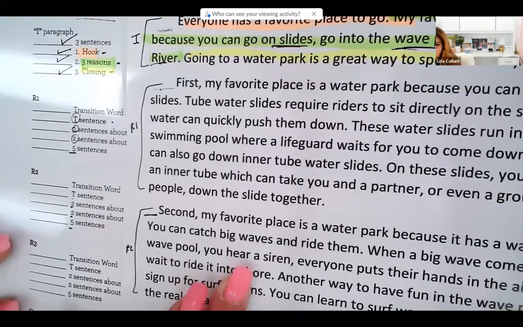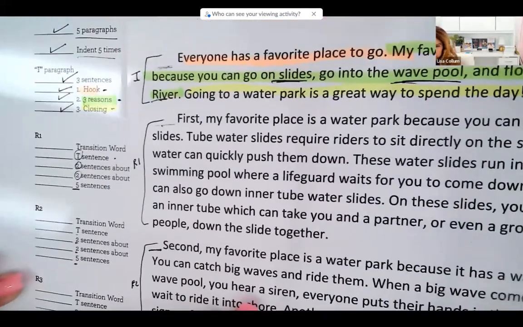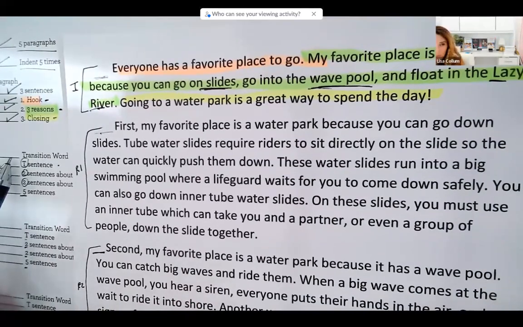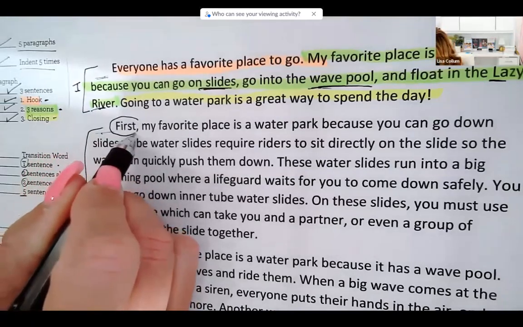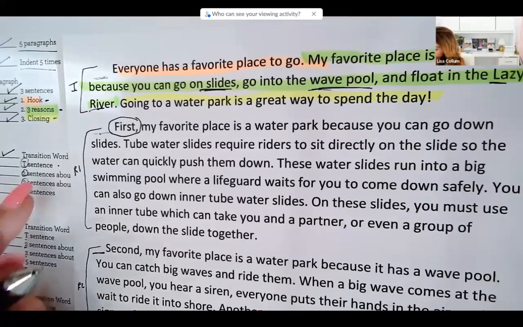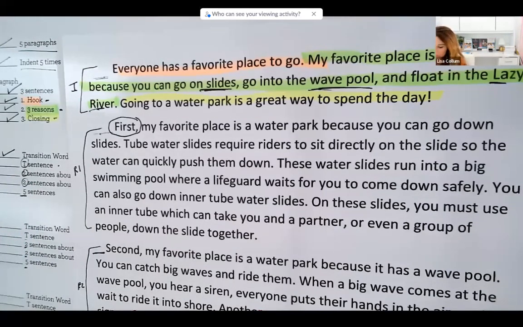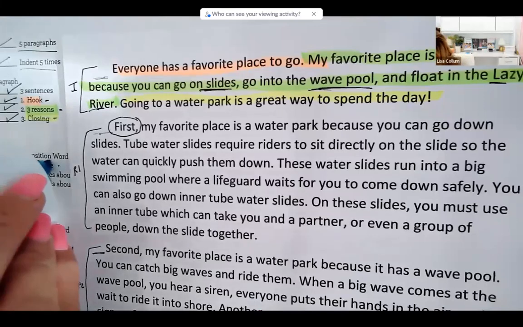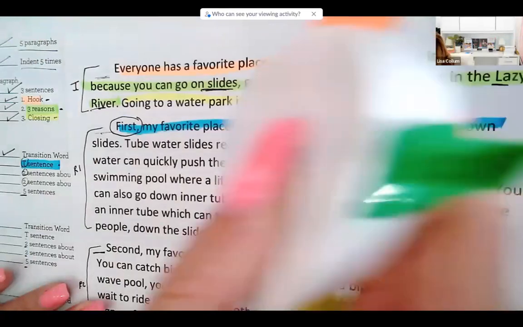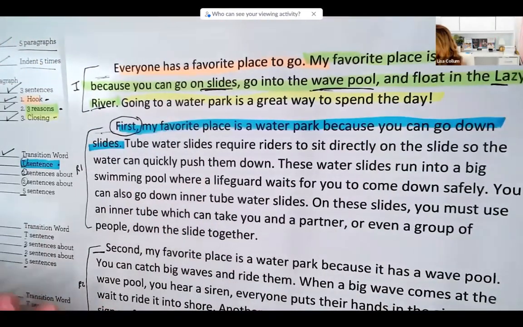Okay, R1. If I can get that all on the camera. There we go. I want to first say that we start with a transition word. That's the first thing. And yes, I did. I said first, comma. So I'm going to put a check for transition word. Now, first is my T sentence. I'm going to do that in blue. First, my favorite place is a water park because you can go down slides.